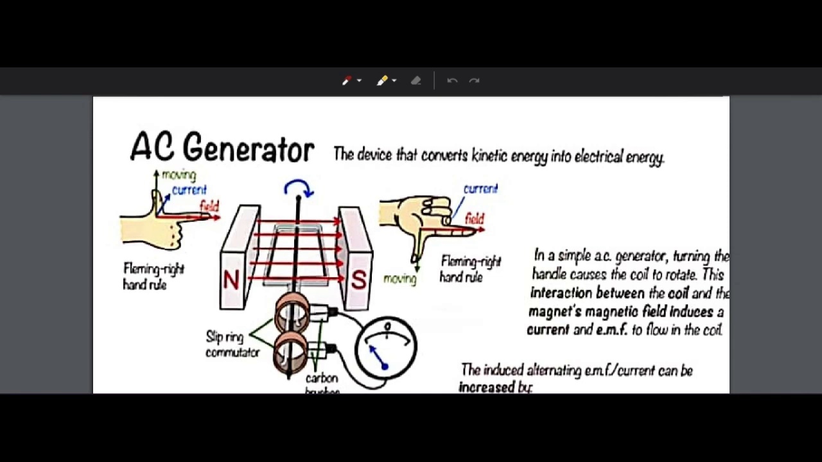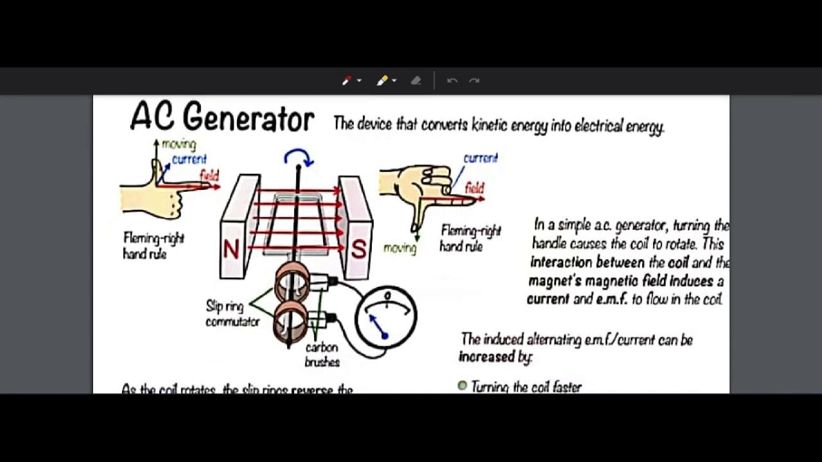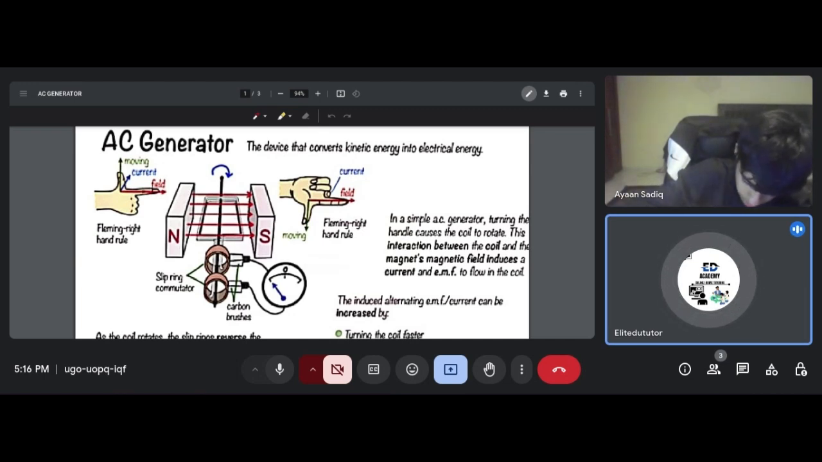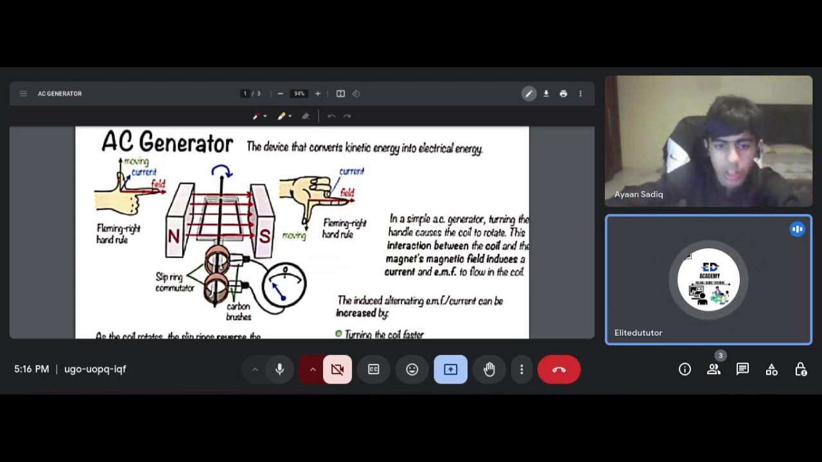The AC generator is a device that converts kinetic energy into electrical energy. It is used in power stations to generate electricity that is transmitted to our houses and industries, and the simple AC generator is based on the principle of electromagnetic induction. This is the first point in our lecture, you have to write it down. The AC generator is based on the principle of electromagnetic induction, because when the coil rotates, it is doing some sort of work, and that work is mechanical.